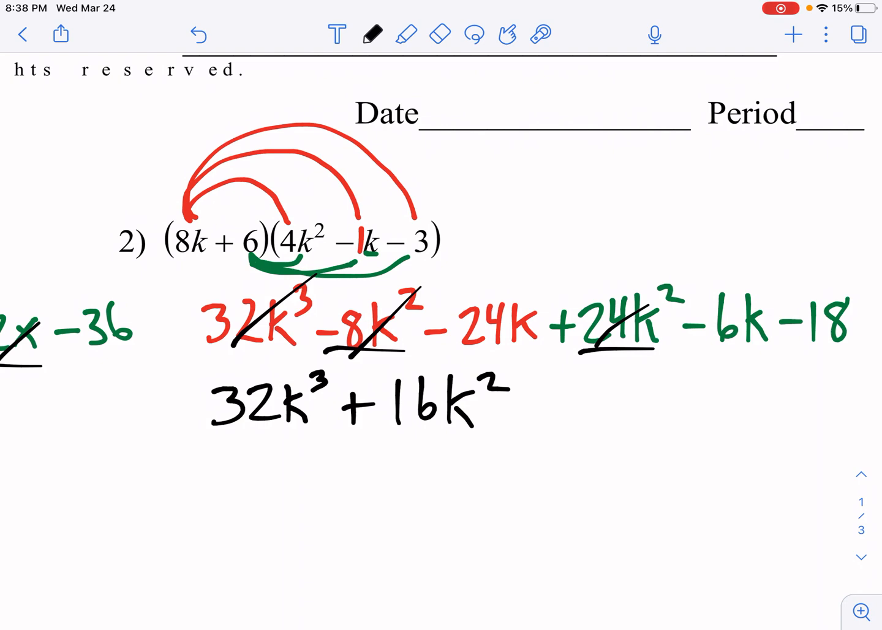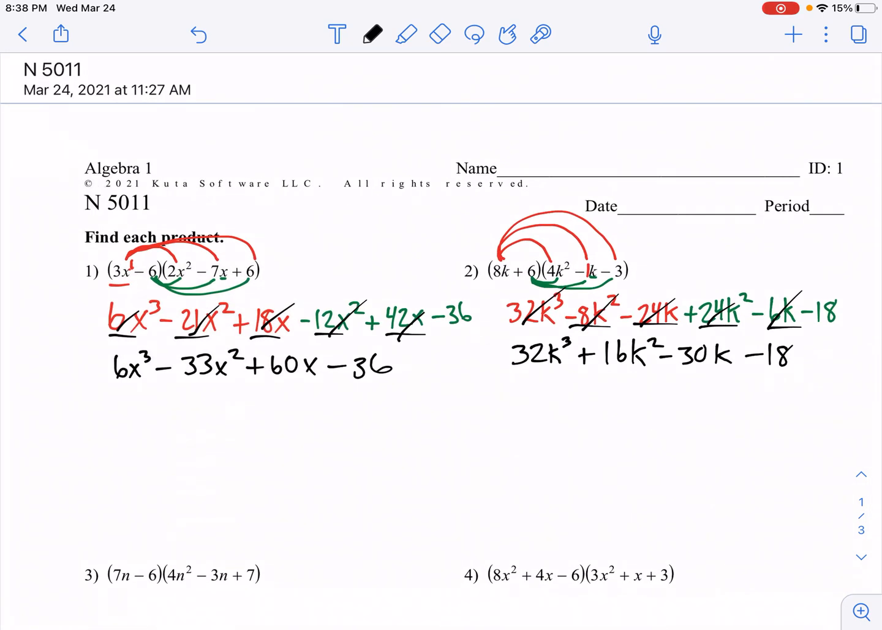And then we have our negative 24 minus 6. Okay, our negative 24 minus 6. And we get negative 30k. And then we have minus 18. Okay, so like I said, we're distributing everything to everything and then combining like terms just like when we're adding polynomials. Okay, so that was a couple examples of that.